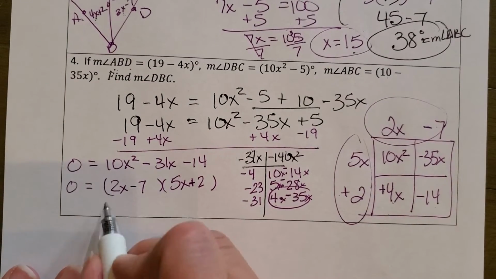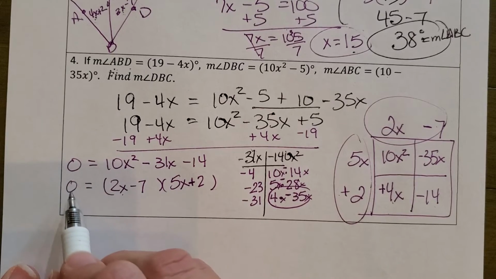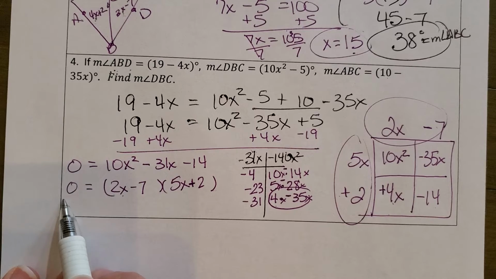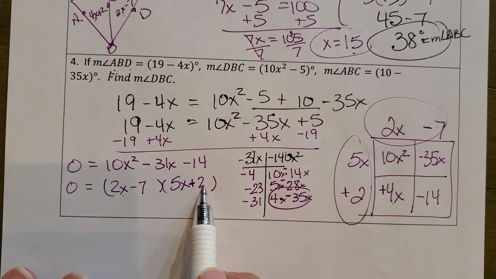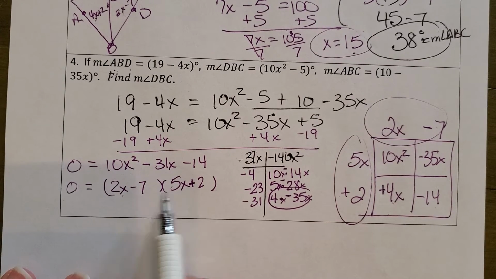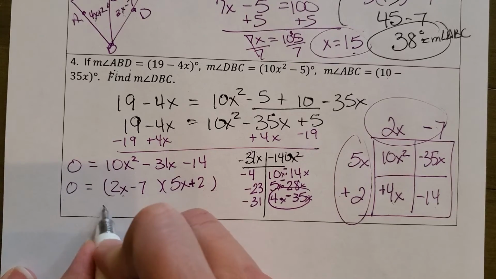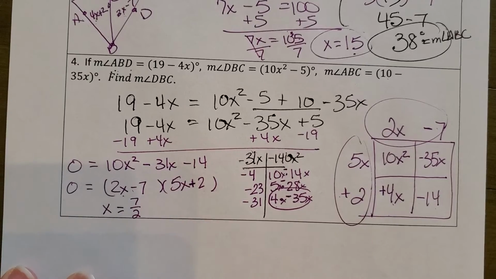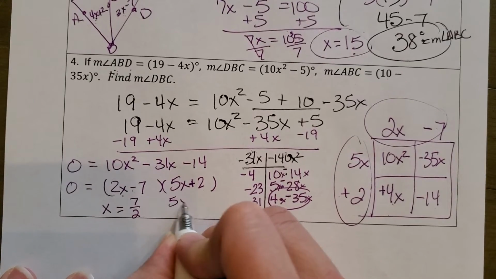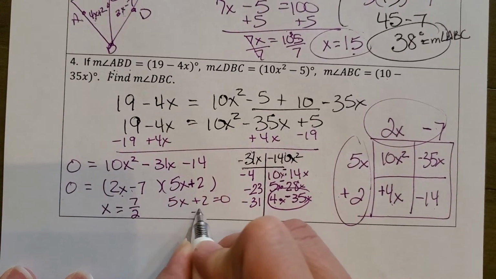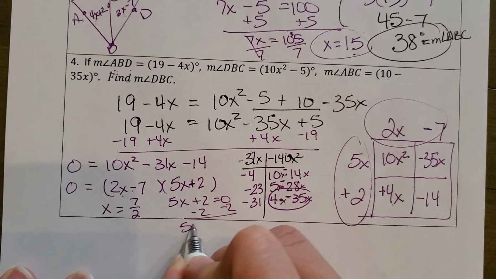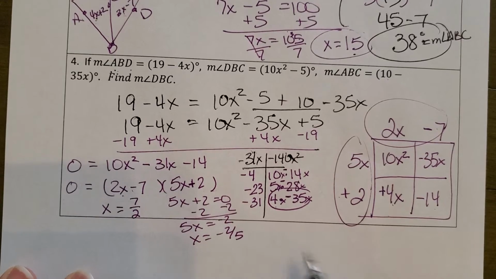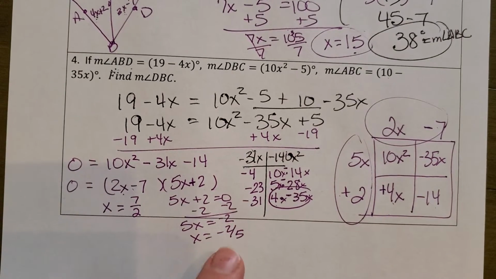So now I have to find out which x values actually make this whole expression 0. If I need something times something to get 0, then one of these has to be 0. So what I actually do is find out what x value makes each one 0. I'm going to use a shortcut. The shortcut is to take the opposite of that over that, just to save time. You could set each one equal to 0, subtract each time, 5x equals negative 2, x equals negative 2/5. So here's our two x's. One's positive and one's negative.